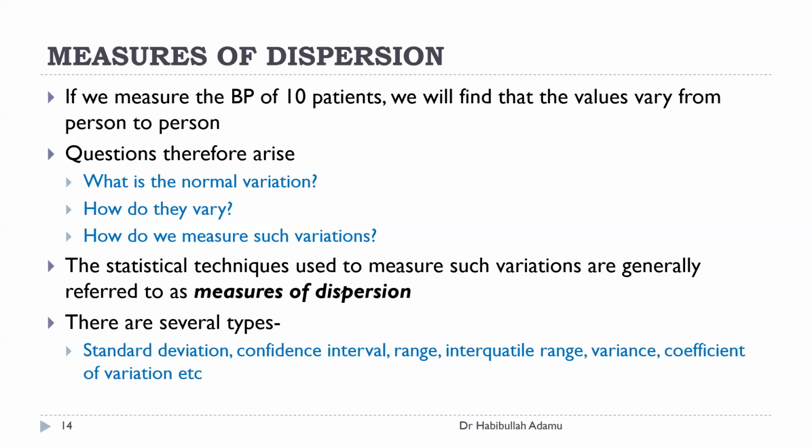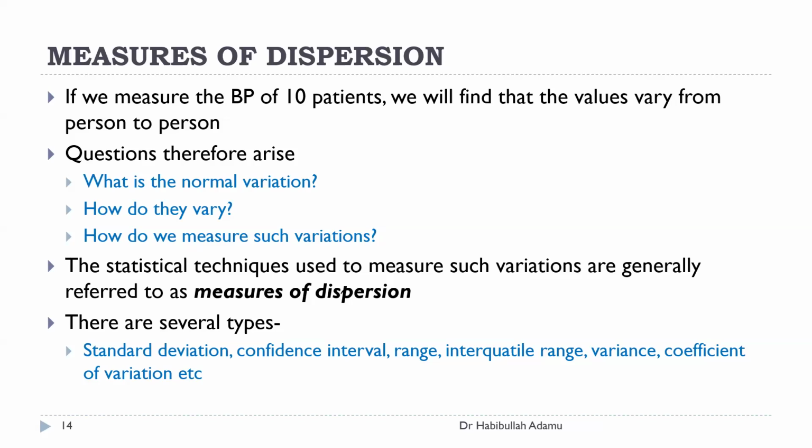It means variation is normal within observation. Since you cannot have every value to be the same, it is normal to have variation. But then what constitutes normal variation? And how are the variations measured? For us to know whether variation is normal, we need to be able to what? Measure it and then weigh it against something to know, okay, this one is within normal or not.